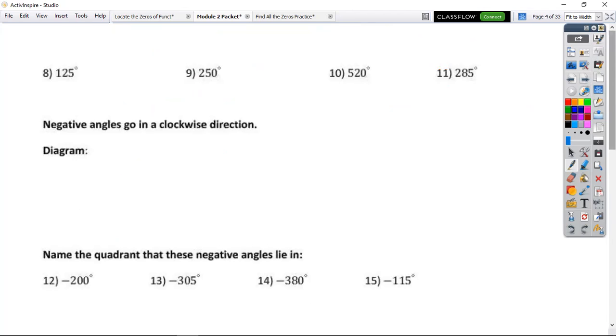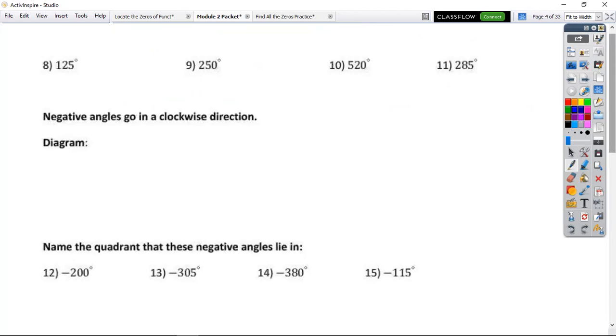All right, these angles, so these are still your positives first. So 125 would have fallen in which quadrant? 2, perfect. 250 would have been quadrant 3. 520, again, you can rotate all the way around if you'd like, or you could just do this. So 500 is 20. That gives me 160, and 160 places me where? Quadrant 2. 285 places me in quadrant 4.